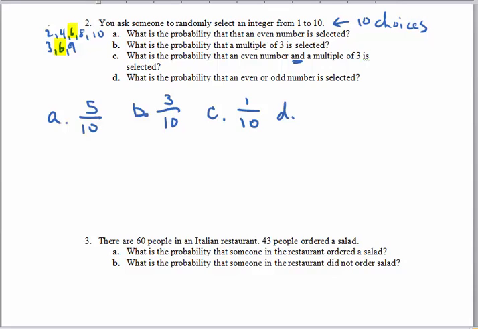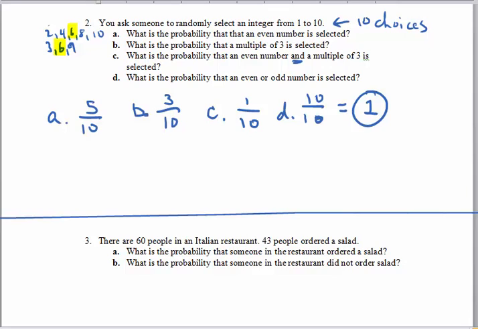And then D, what is the probability that an even or odd number is selected? Well, the even numbers are 2, 4, 6, 8, 10. The odd numbers would be 1, 3, 5, 7, and 9. If you take all those together, that covers all of them. So it's actually 10 out of 10. And when a probability is like that, you would just write it as 1, because that means it's a certain event. It's definitely going to happen. You have to get an even or an odd number. It has to be one or the other.